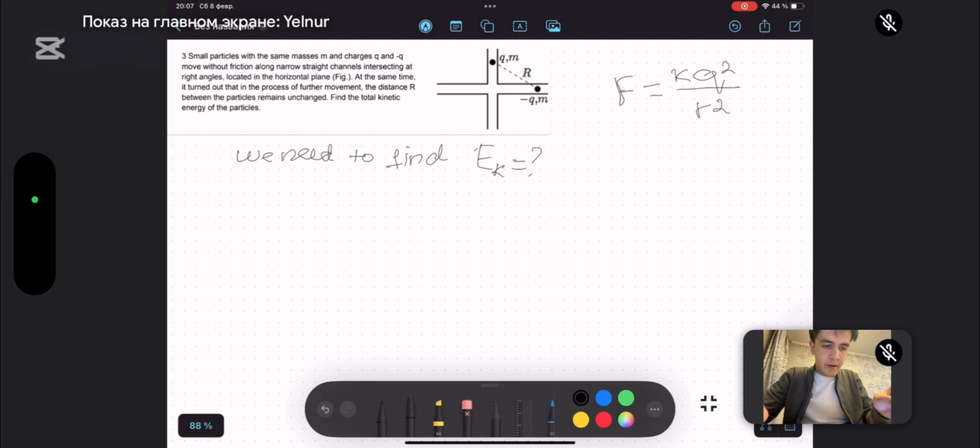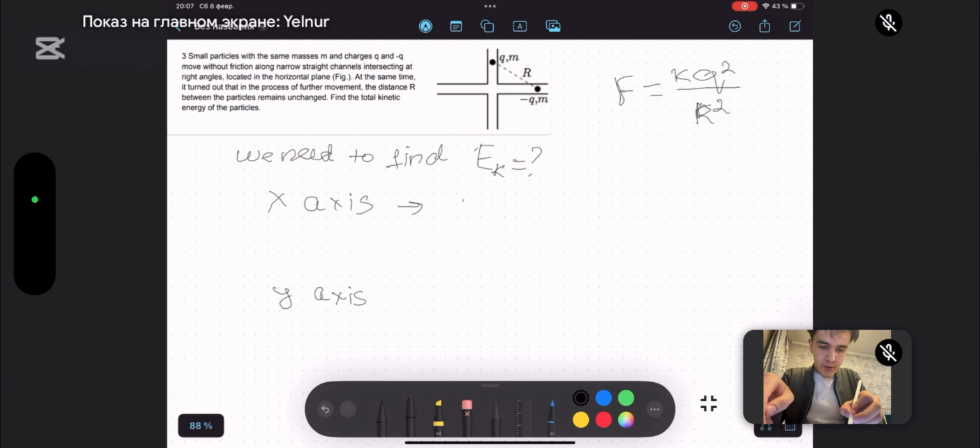The force between the charges is given by Coulomb's law. So I wrote Coulomb's law, and since this force acts along the line connecting the particles, we break it into components along the x and y axes. At first we need to define the situation along these two axes, and first let's solve the problem along the x-axis.